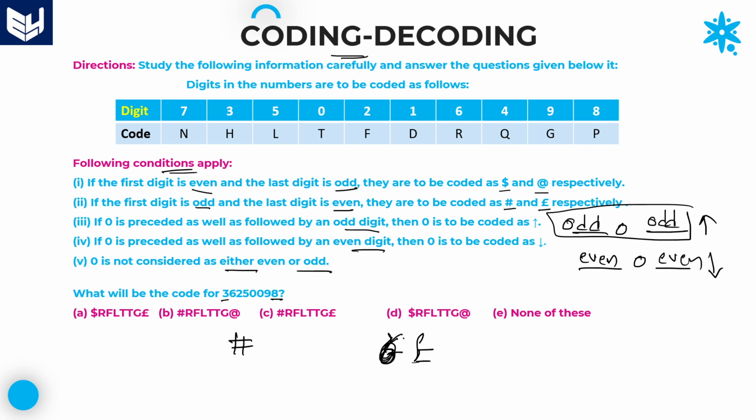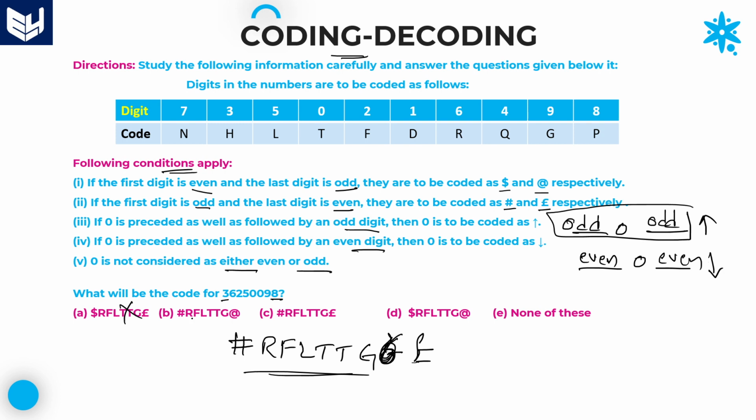And next, the remaining as per the table: 6 is equal to R. Next, 2 is equal to F. Next, 5 is equal to L. 0 is equal to T. And next, 9 is equal to G. This is our required answer. Hash and the last one is euro.